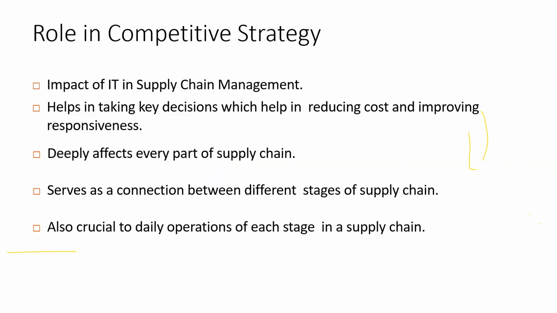So what role does it have in competitive strategy? The impact of IT in supply chain management: it helps in taking key decisions which help in reducing cost and improving responsiveness. So key decisions are taken with the use of technology. Why? Because with technology, we are doing demand forecasting, we are doing planning, we are doing procurement operations, we are planning the production operation, and we are planning the transportation and distribution operation. So all the key decisions related to these operations can be taken in the quickest time with the use of technology, which obviously leads to reduced cost and improved responsiveness.